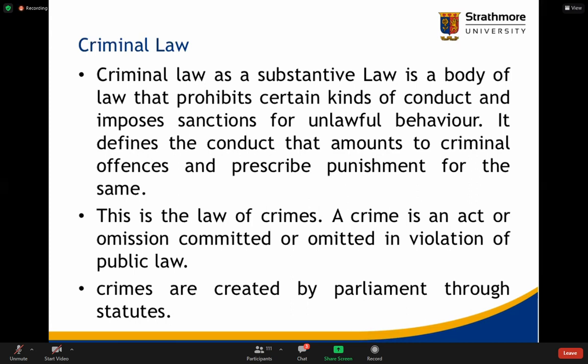A crime is an act or omission committed or omitted in violation of a public law or a statutory law. Crimes are created by Parliament, by the way. It is the work of Parliament to make laws, to pass all sorts of laws, even including criminal law. Examples of statutes that create criminal offences in Kenya include the following.